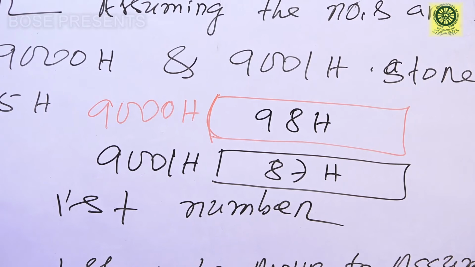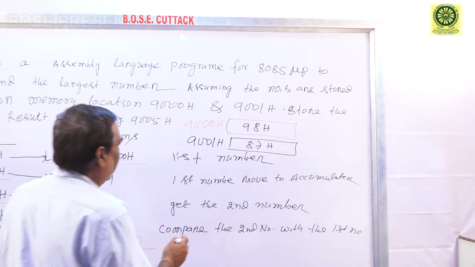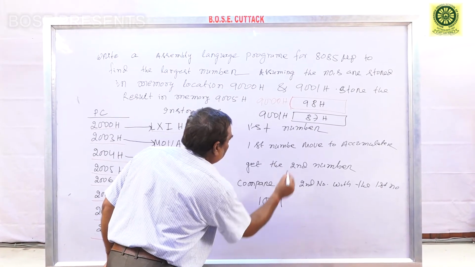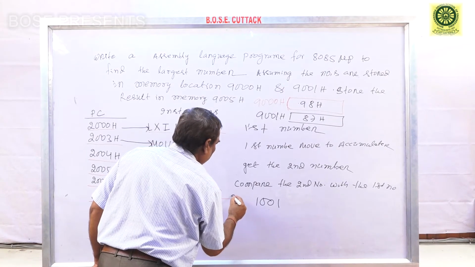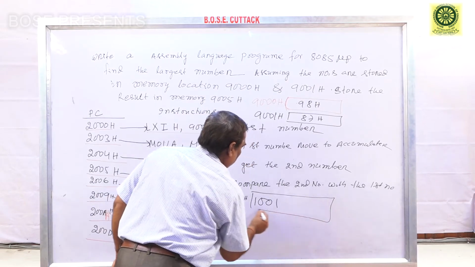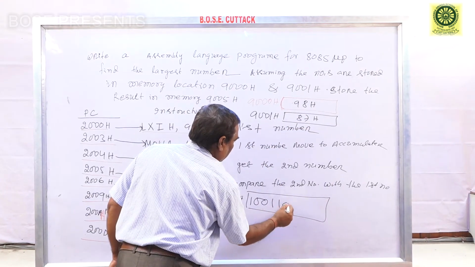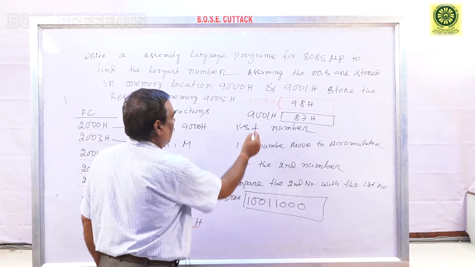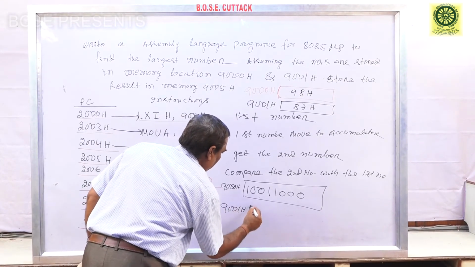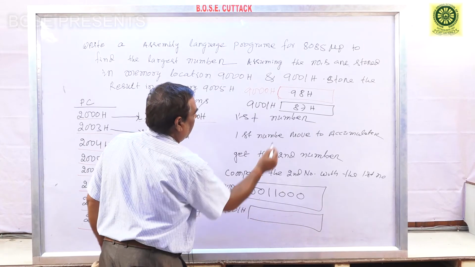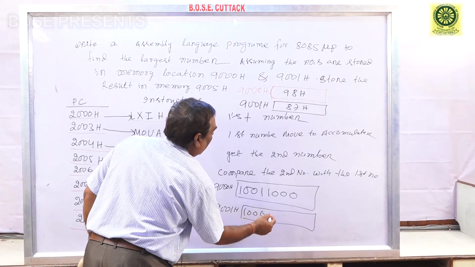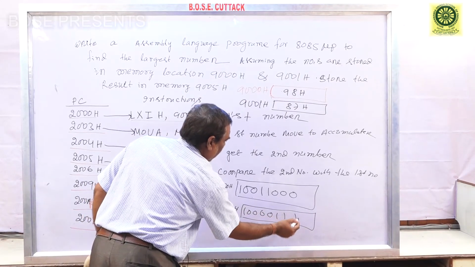So this number 98H, its binary equivalent is 1001 1000. And 9001H, its content is now 87H. 87 means 1000 in binary for 8, and 7 is 0111.